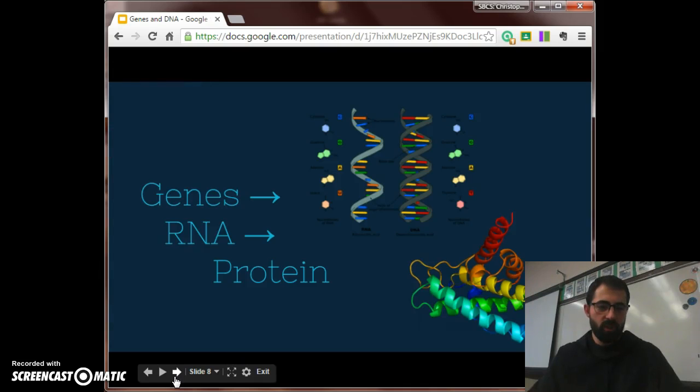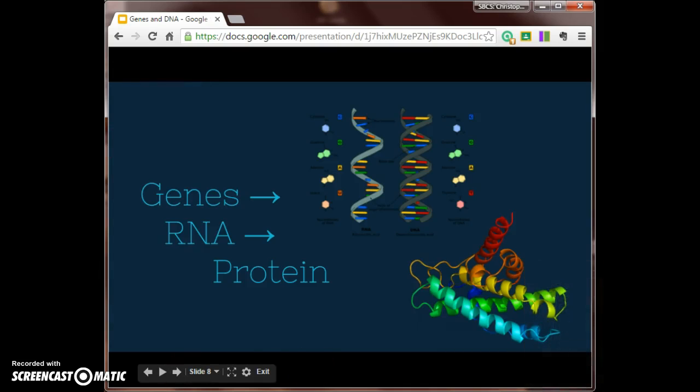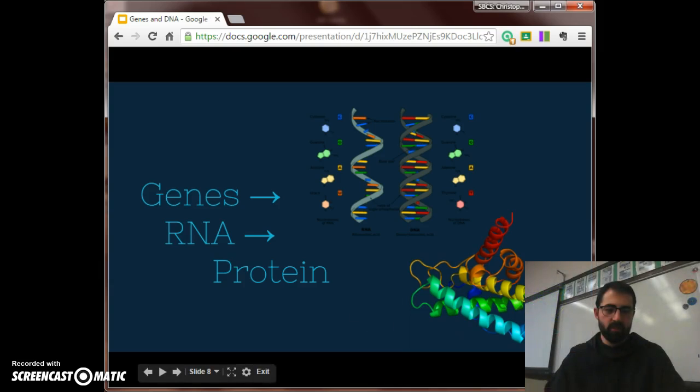So genes are coded by DNA within the nucleus. They're copied out as RNA, which is just a transfer molecule. And then these are translated to become proteins. And it's proteins that actually do the work in a cell. DNA just has the instructions.